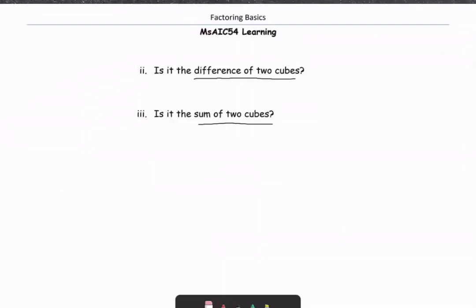Okay, so now let's talk about the difference of 2 cubes and the sum of 2 cubes. So I kind of want to look at an example first before I start talking about the overall rule. So let's say you see a problem like this.